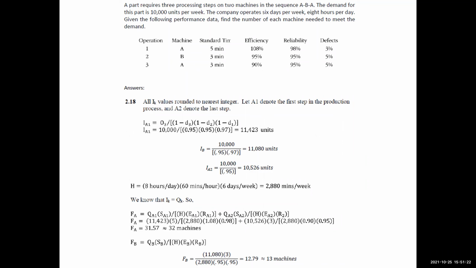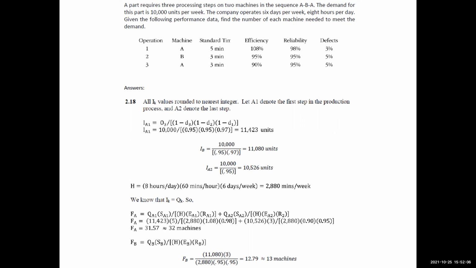Before we get into computing those machine numbers, we need to understand that there's a column here stating that some defects happen at each of these stations. So to compute the Q value, the number of units that need to be produced, we have to consider those defect rates. Because if some units are going to be discarded because of defects, for sure we need a higher number of units produced so we can match the requirement.